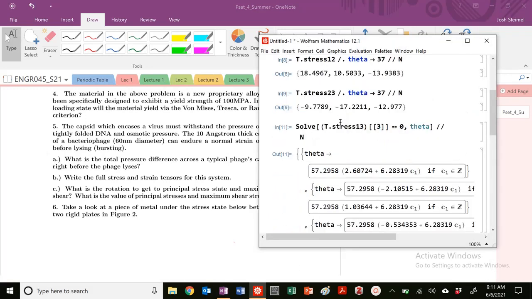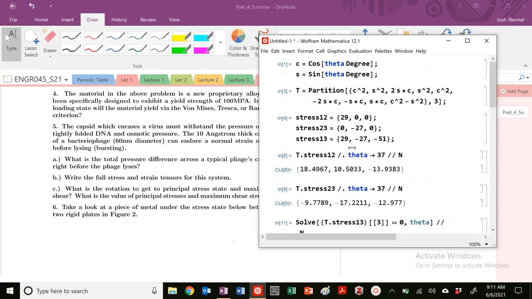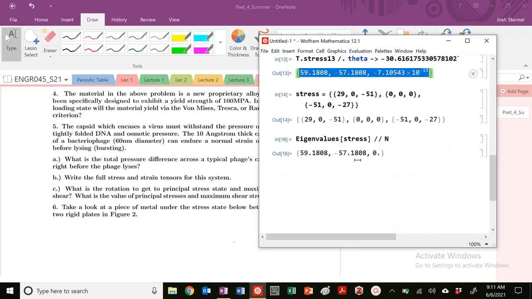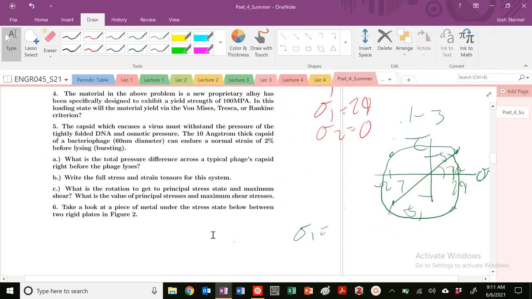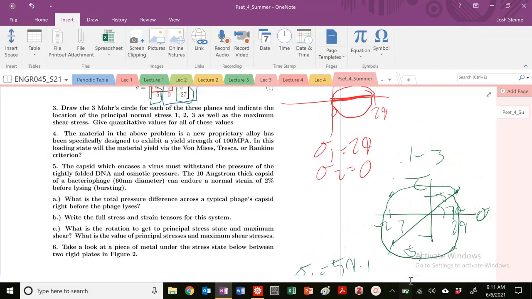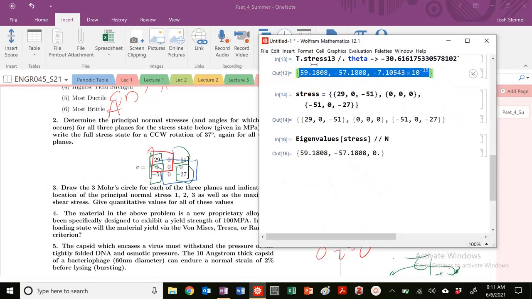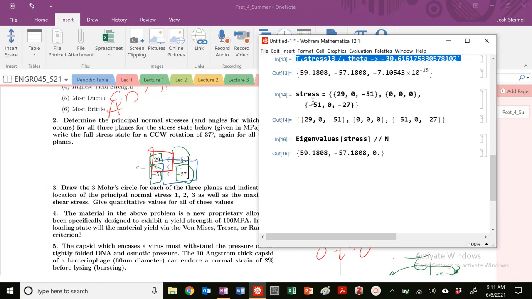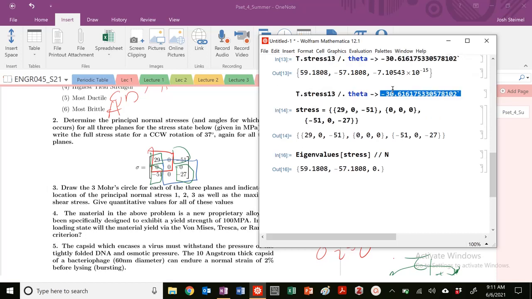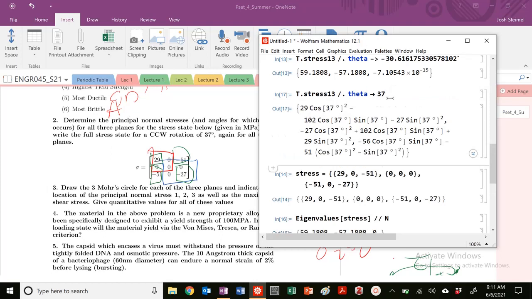Let me make sure. Minus 51, yeah, exactly. So I get something along the lines of 59.1, and my sigma 2 is minus 57. So to draw my 3D Mohr circle stress state, I could ask what the stress state for 1, 3 is at minus 37, or at plus 37, excuse me, clockwise rotation, which would just be this.